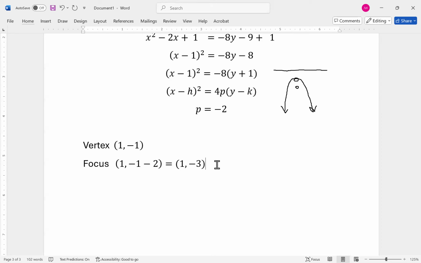Notice in the last example, I changed the x value because my movement from vertex to focus was left and right. Here, I changed the y value because movement from the vertex to the focus is up and down.